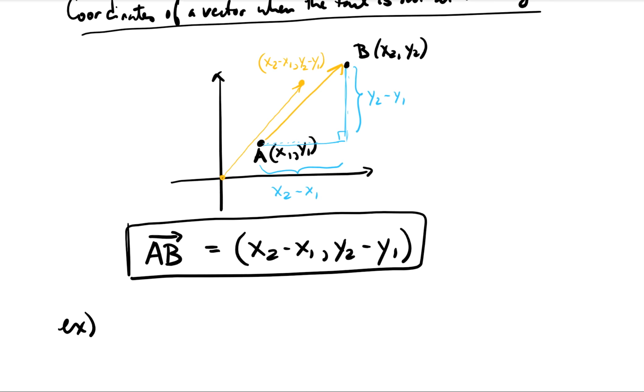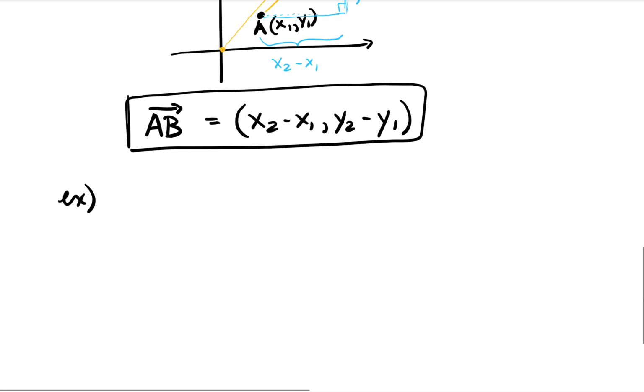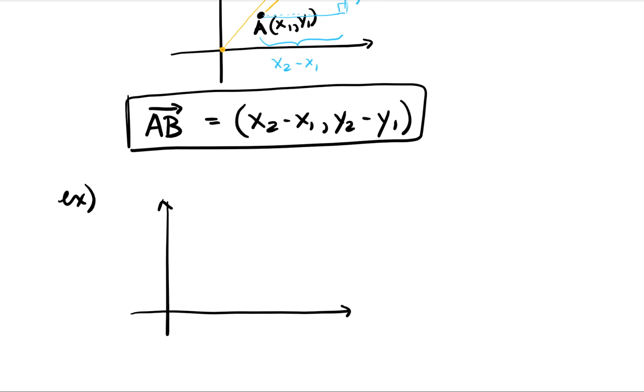So let's take a look at an example with some numbers. On purpose, I've created a vector that's going downwards. So I've got A here with coordinates 1, 4, and B with coordinates 3, 2. Like that. And this is the vector. Of course it's associated to this position vector, and what we're going to try to find are the coordinates of the head of the position vector.